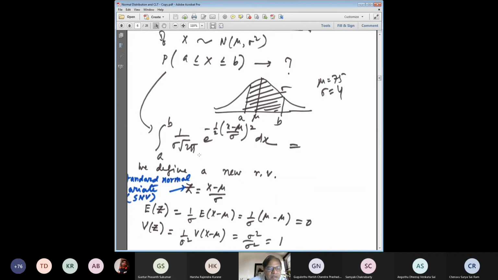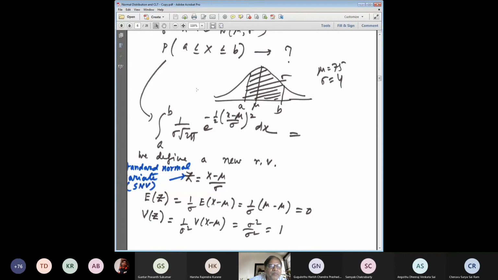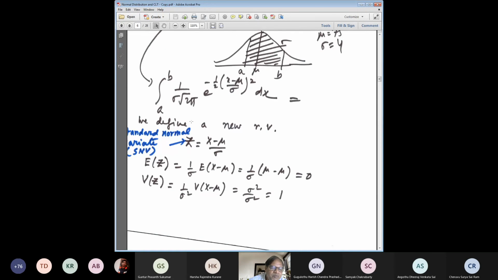If I have to calculate the area between A and B, the original random variable is X, which is normal. We transform it into a new random variable by subtracting the mean and dividing by the standard deviation. This transformation, X minus mu by sigma, is represented by capital Z, and it is known as the standard normal variate. Now, what is the property of the standard normal variate? Its density function will be normal. Of course, I have not taught so far that if you know the distribution of X, you can find the distribution of Z, but it is easier.